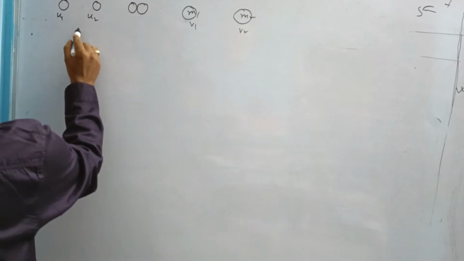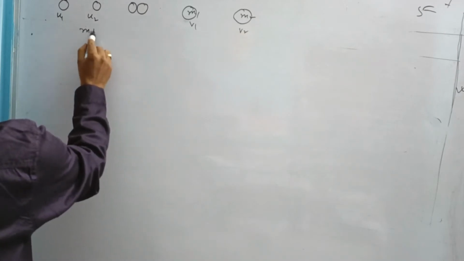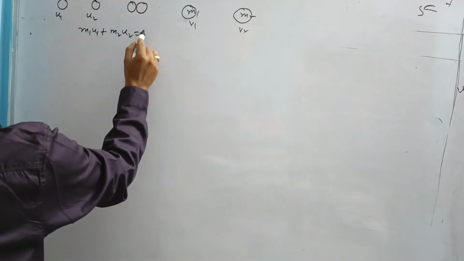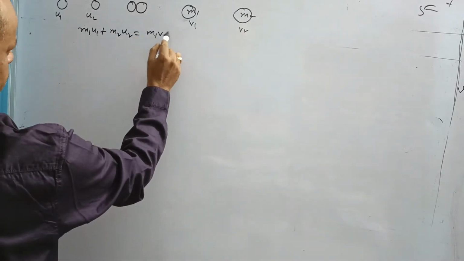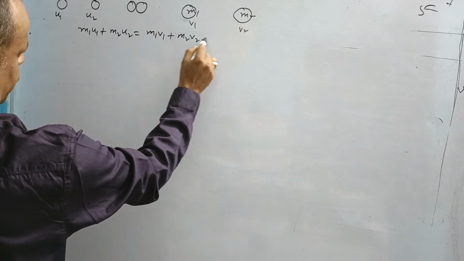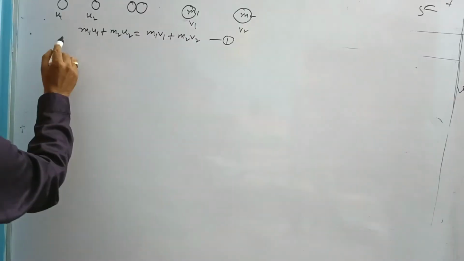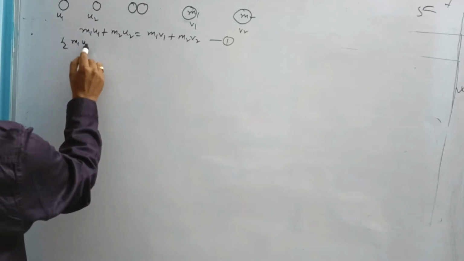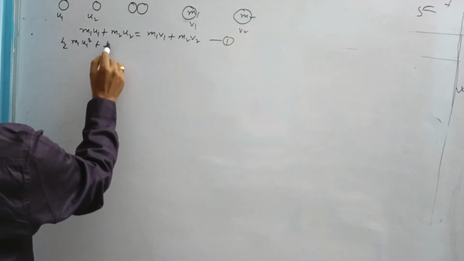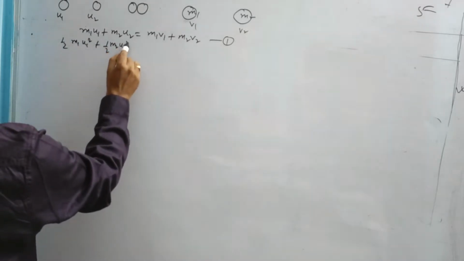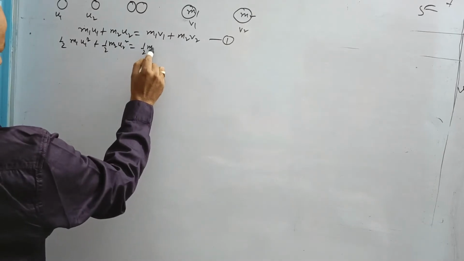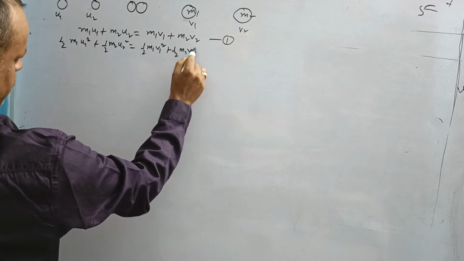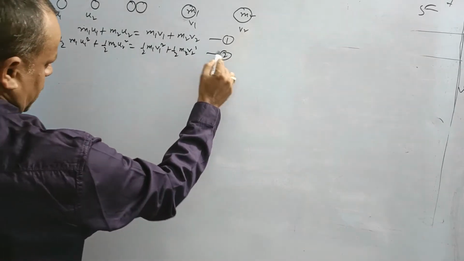Since it is an elastic collision, what will happen? The momentum will get conserved before and after collision. This is M1 U1 plus M2 U2 equals M1 V1 plus M2 V2. And since it is an elastic collision, total kinetic energy before and after collision will remain the same. Means it is going to be half M1 U1 square plus half M2 U2 square equals half M1 V1 square plus half M2 V2 square.